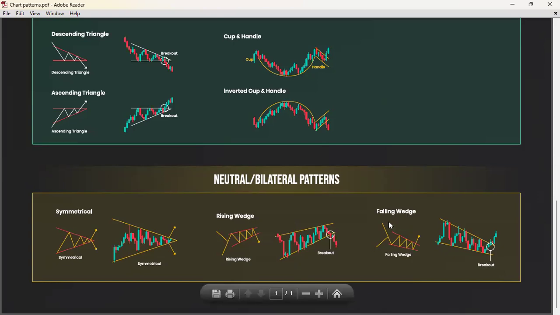Then we have the falling wedge. The falling wedge, right? It means that price comes from the top. You understand? Yes. And then, the arrows are either way, and they move in that sense. And then price breaks up. So this is how it is.